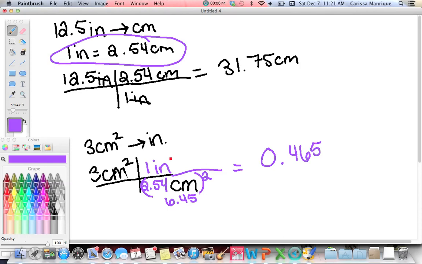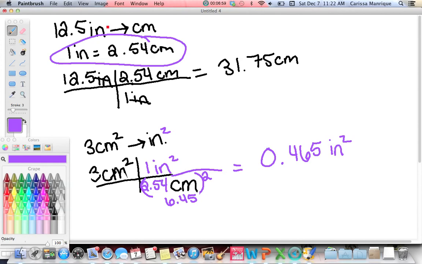Oh, and this is squared. Inches squared. And sorry, this number should also be squared. Okay, so that's the answer there.